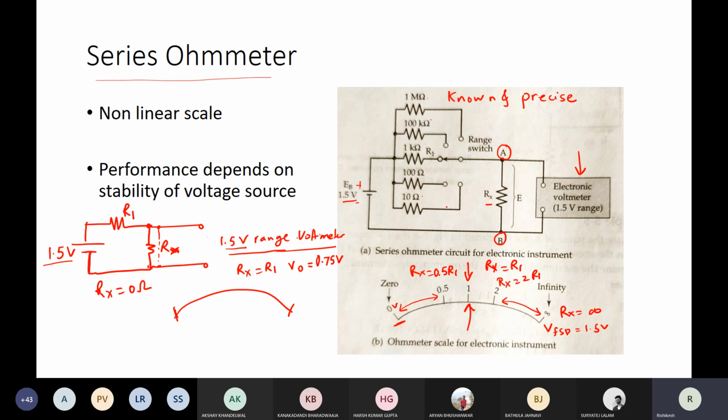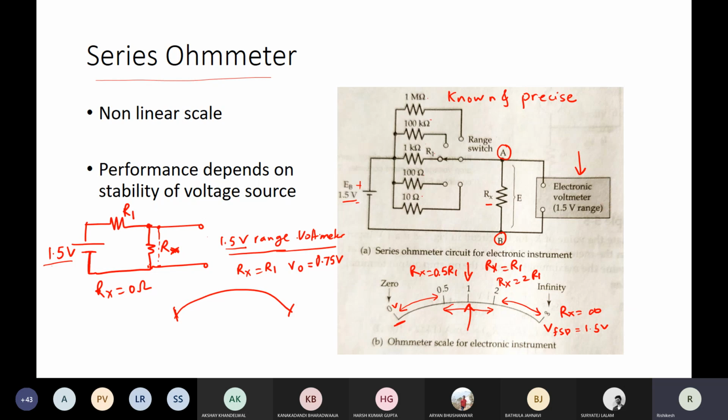If you have some knowledge about Rx that it will be lying in this range, then accordingly you have to choose one of the resistances in order to bring the deflection into this range, because this is the range where it is linear. Otherwise here it will be very difficult to note down the reading, and probably your recording of the resistance value will be incorrect, right? So it is better to operate in this region.